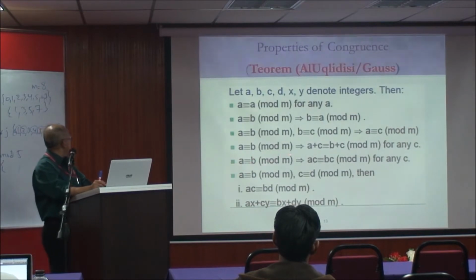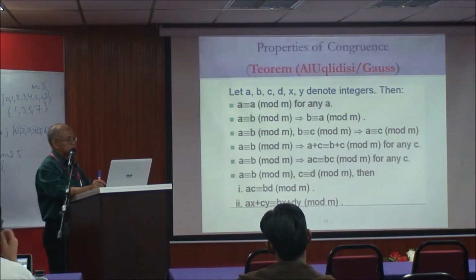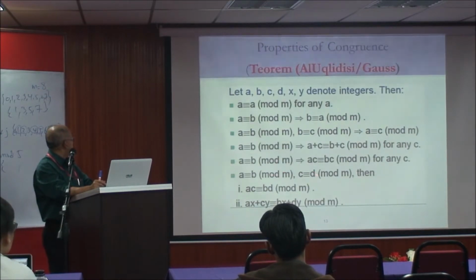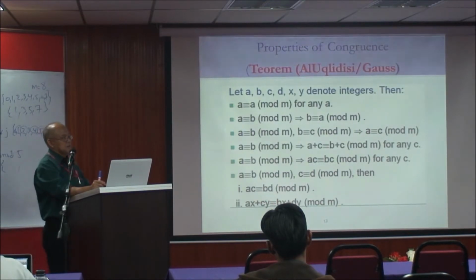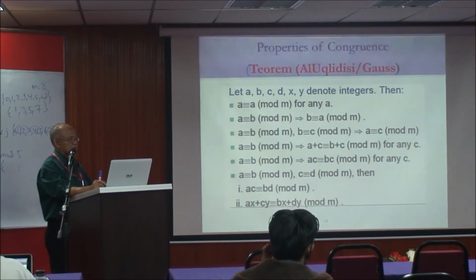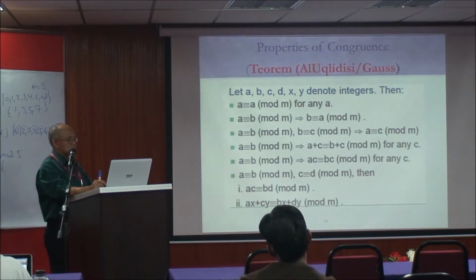If a is congruent to b, then ac is congruent to bc for any given c. So you can multiply c on both sides, and the congruence still stays. And the last one: a congruent to b mod m, c congruent to d mod m, then if you multiply a by c, it is congruent to b times d mod m. Then the linear combination will also be true, whereby ax plus cy is always congruent to bx plus dy mod m. So those are the properties of congruence, and you can try to prove them using the definition.